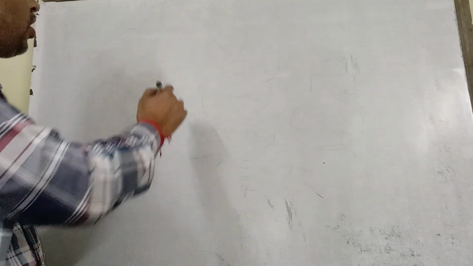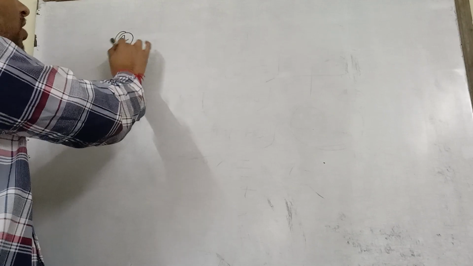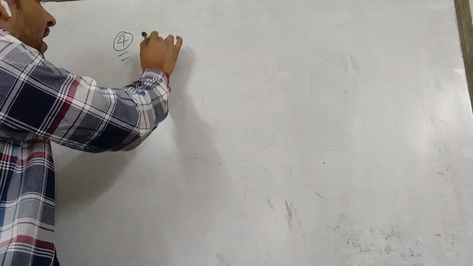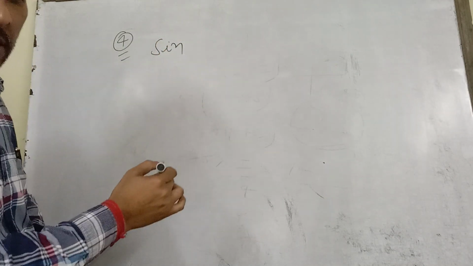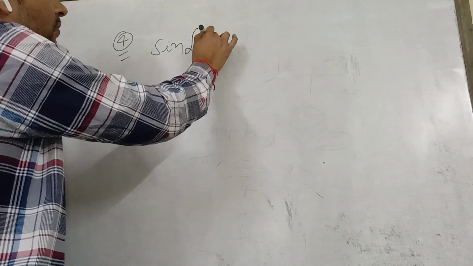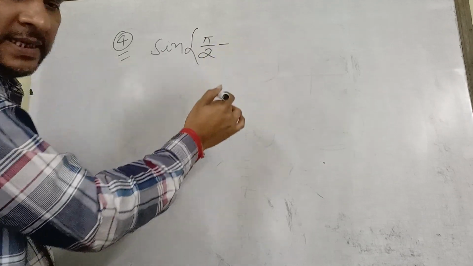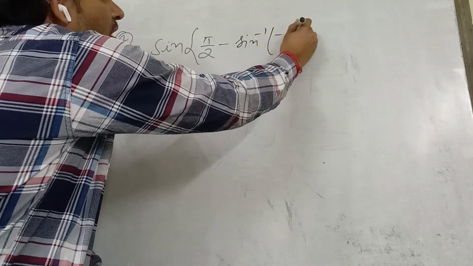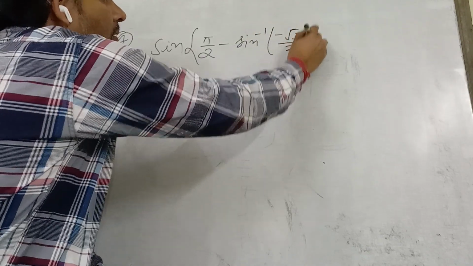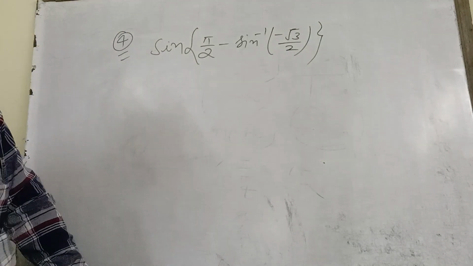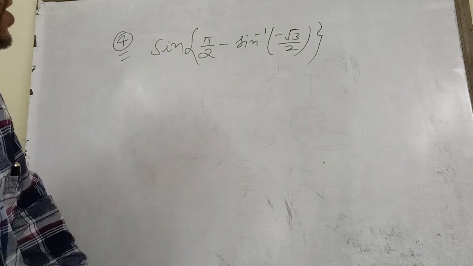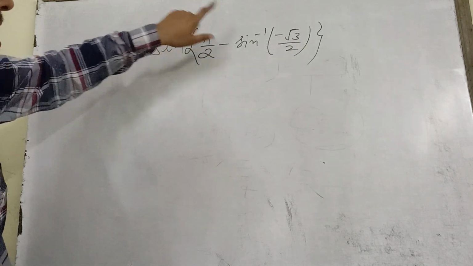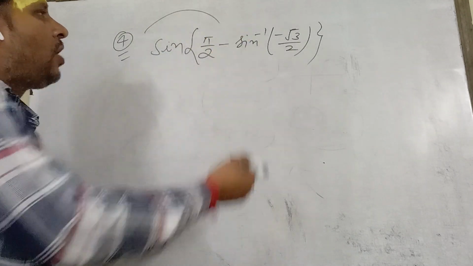Now this is the last question of the exercise, question number 4. This question is very very important for the board exams. Sin of pi by 2 minus sin inverse of minus root 3 by 2. So this question is different from the above questions because this question contains pi by 2 and these are extra materials. So how can we solve this?